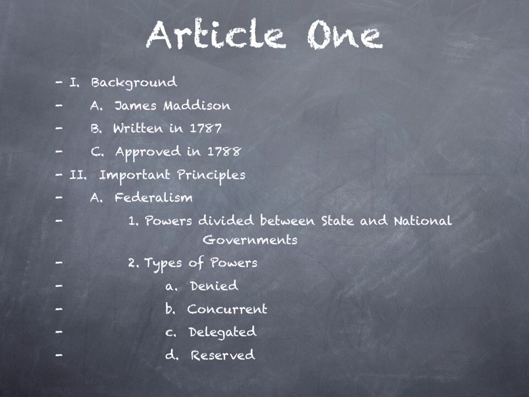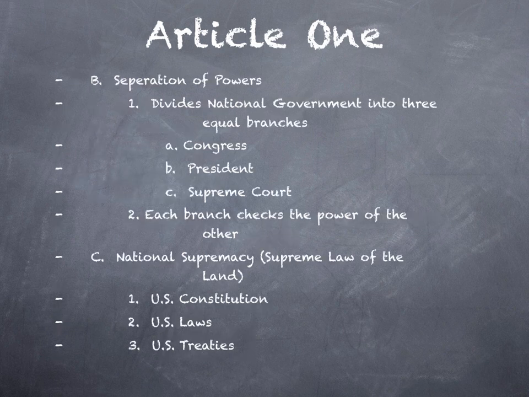Others are concurrent powers, and as the name would suggest, these are powers that they both have. For instance, probably the most prominent is levying taxes. Both states and the federal government can levy taxes. Delegated powers are those that are specifically given to the federal government, and then reserved powers are those powers which are reserved to the states. And so 4 different types of powers that are discussed within our Constitution.